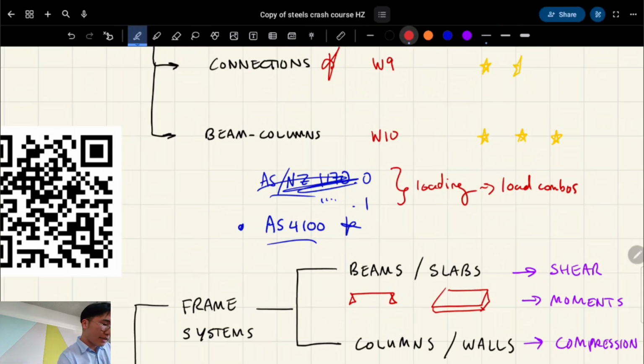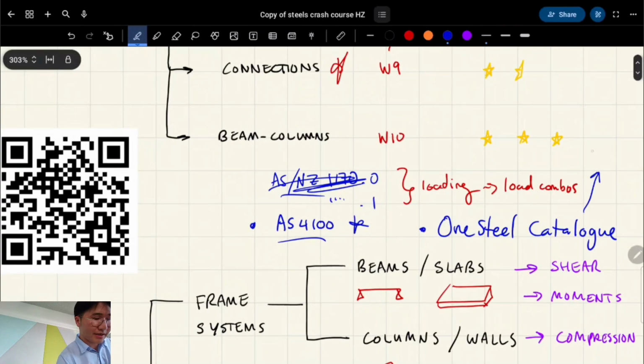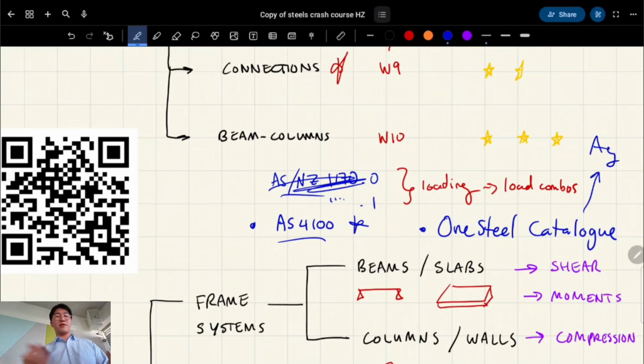The other bit of required reading is called the OneSteel Catalog. These are steel products which are manufactured in Australia. Think of it like Legos: Legos come in standard shapes and sizes, and steel products come in standard shapes and sizes. They'll already have pre-baked a lot of calculations for you, for example the cross-sectional area, which we call Ag, the gross area, for a steel beam.